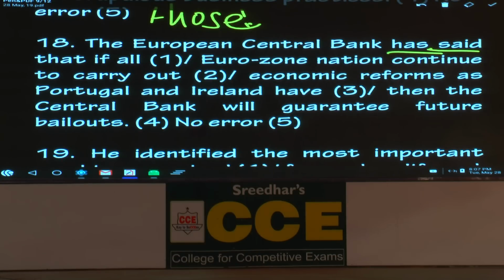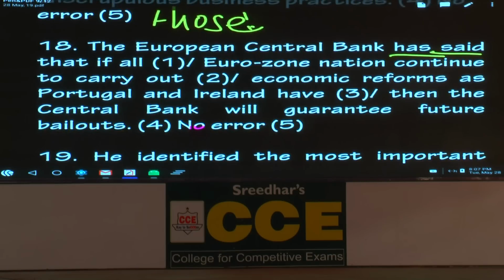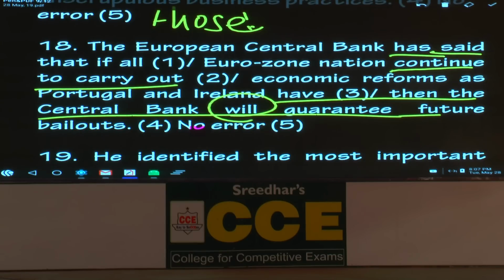I gave 3 rules. What is the first rule? If the reporting verb is in present tense, present perfect or future tense, the tenses don't change to a corresponding past tense. What is the second rule? If the reporting verb is in past tense, the tenses change to a corresponding past tense. What is the third rule? Other changes. But here, the reporting verb is in present perfect. And what are the verbs here? To carry out, you cannot touch that one. Continue to carry out economic reforms as Portugal and Ireland have, then the central bank will guarantee.